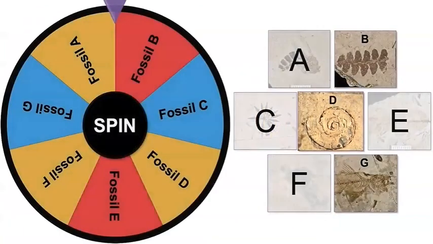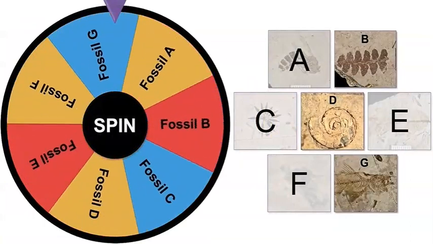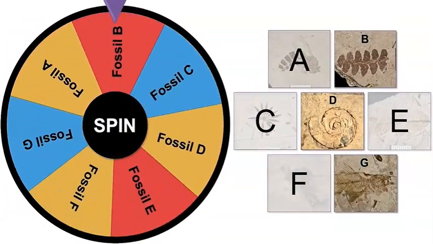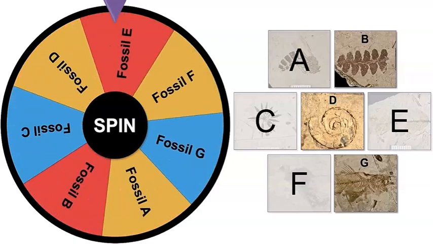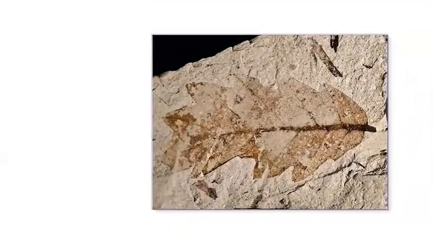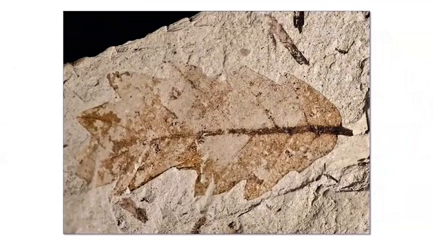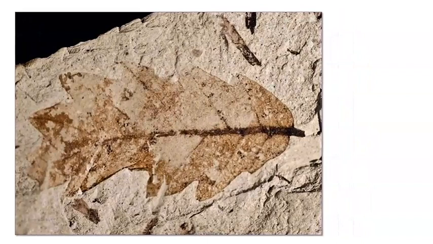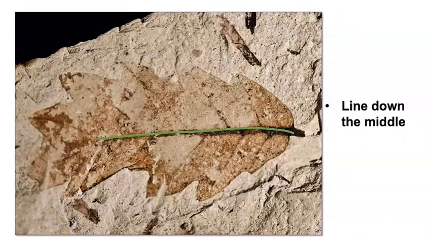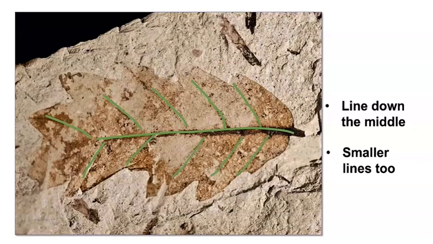All right, I like this game. Let's give it a spin. Oh, B. We already did B. All right, let's spin again. E. That's a new fossil. What do you think? I see a long line down the middle and smaller lines branching off. I would say this fossil was most likely formed by a leaf from a tree.